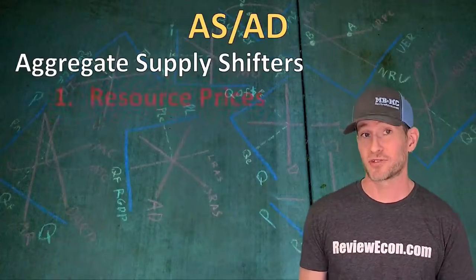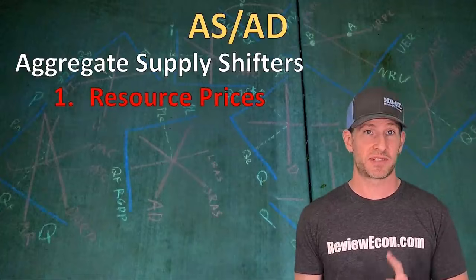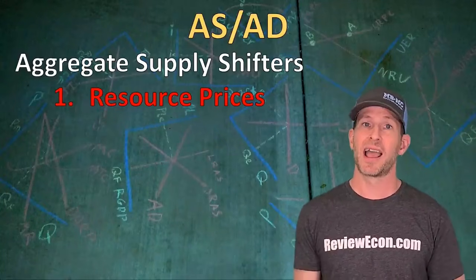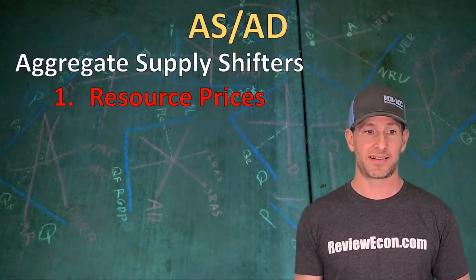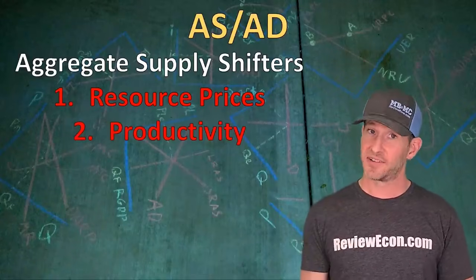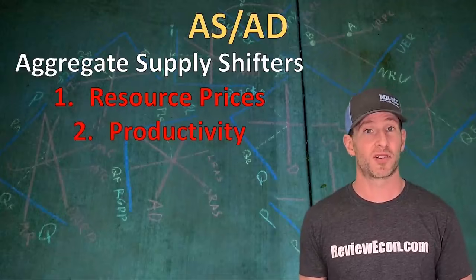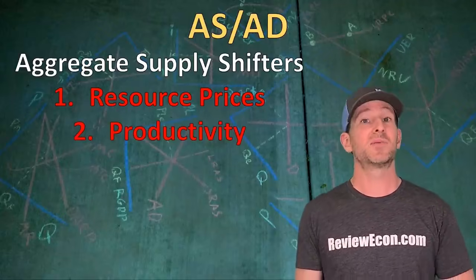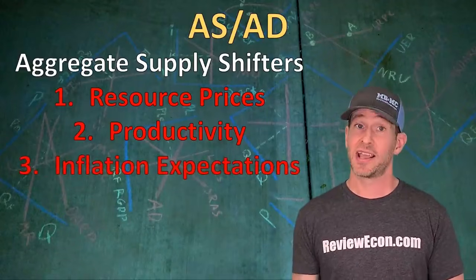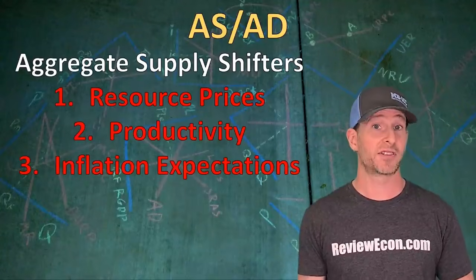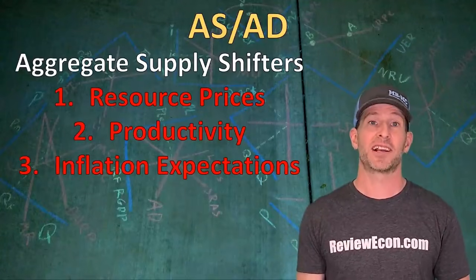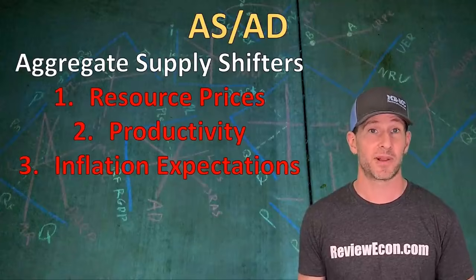Here are the short run aggregate supply curve shifters. First of all, we have resource prices. When wages increase, we will see a decrease in short run aggregate supply. And when wages decrease, we will see an increase in short run aggregate supply. Productivity is the next one. If there's an increase in productivity, it will shift that short run aggregate supply curve to the right. Next, we have inflation expectations. An increase in inflation expectations will shift that short run aggregate supply curve to the left, and a decrease in inflation expectations will shift the short run aggregate supply curve to the right.